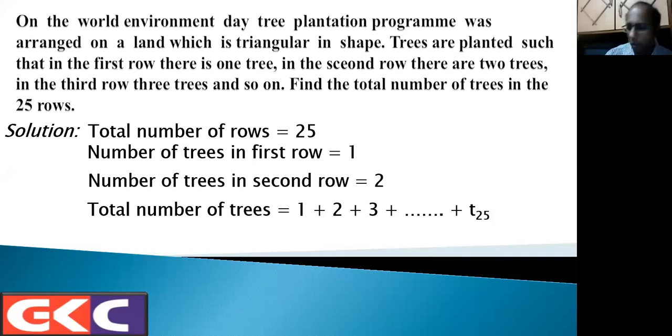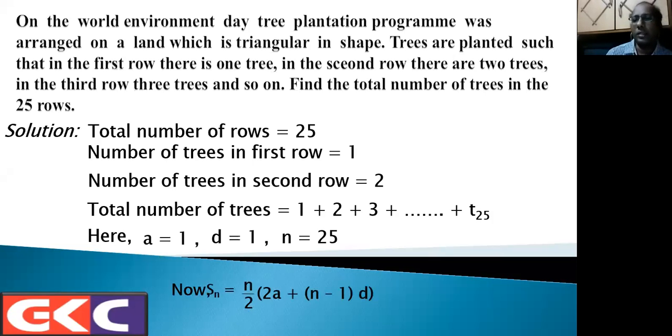And for the total number of trees, what will we do? We just have to find the Sn. So that is what we have to deal with. Here your A is 1, your D is 1, and finally N is 25, which will help us with our formula of Sn, which is Sn equals N upon 2 into (2A plus (N minus 1) D) as it is. Is that thing clear?